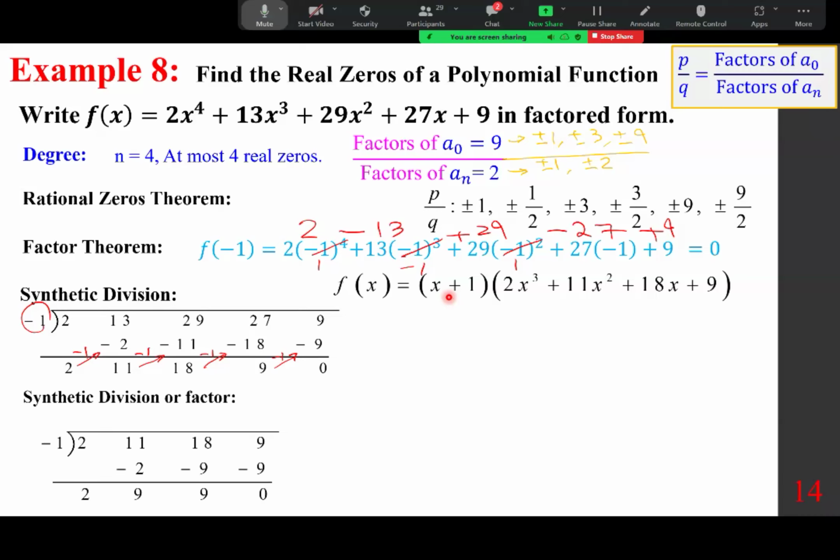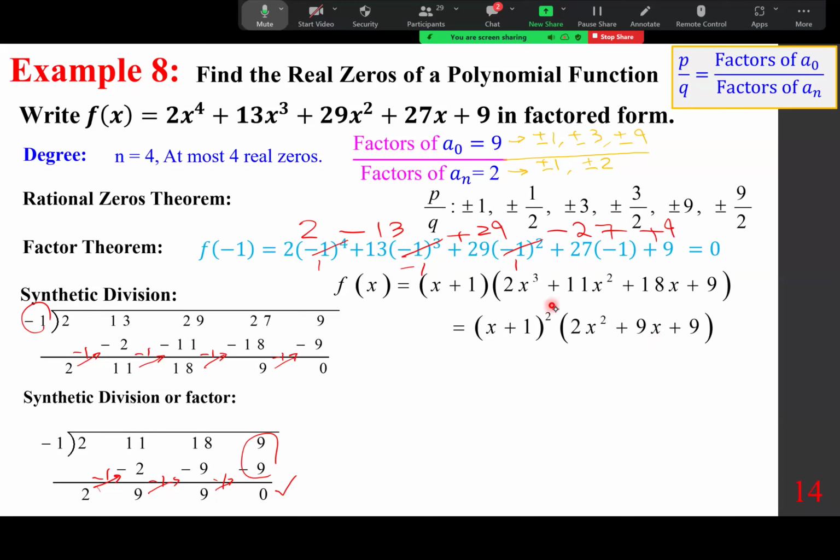We bring the 2 down, multiplied by -1, -2, and 11 is 9, multiplied by -1, -9, and 18 is positive 9, -1 gives you -9, and 9 is 0, and it checks, which means it's x plus 1 squared times. Now, this is degree 3, it goes down to degree 2. This is 2x squared, this is 9x, this is 9. So 2x squared plus 9x plus 9, this is degree 2.